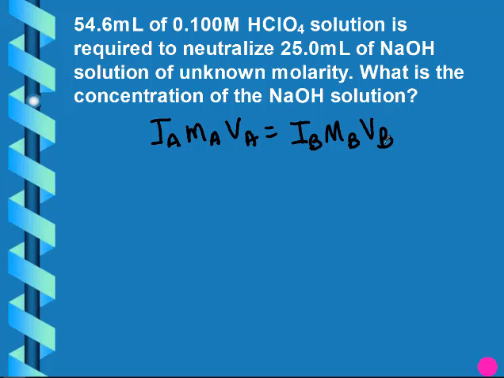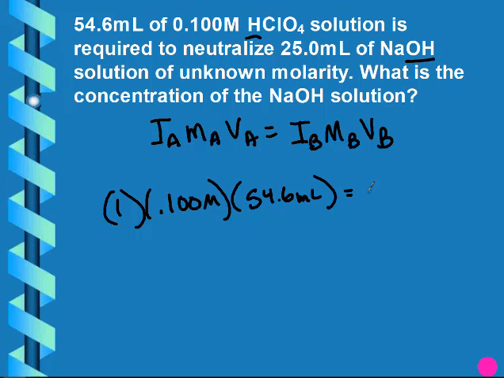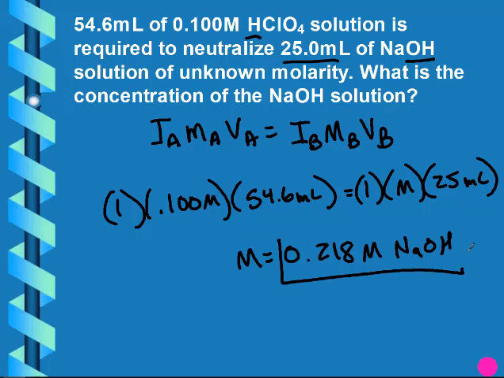So on this problem, our IA, there's only one hydrogen ion in front, so we have a 1. Our molarity should have been 0.1. And our volume was 54.6. On the other side, our IB was a 1 as well. We don't know the molarity, and our volume is 25. So solving that out, you get 0.218 molarity.